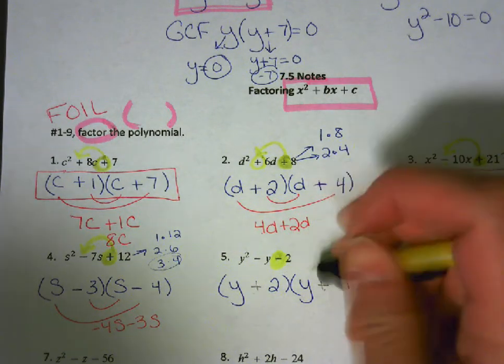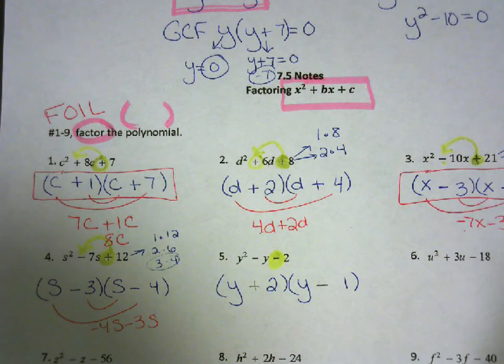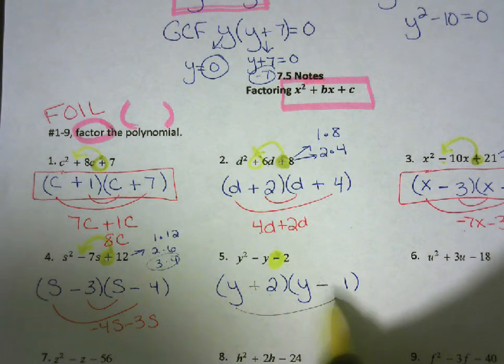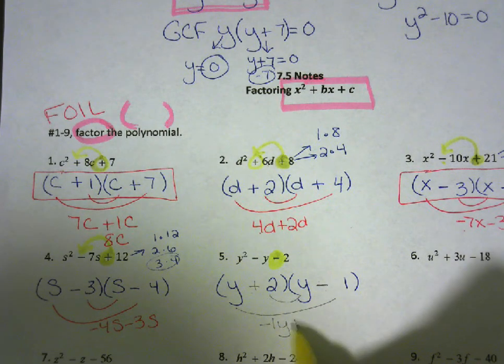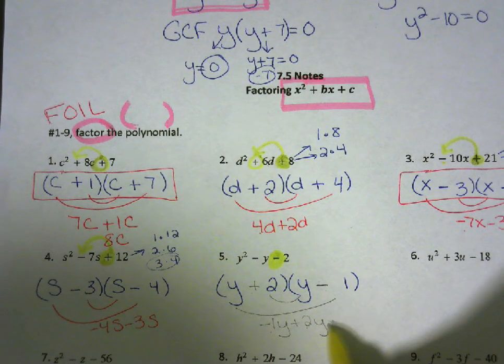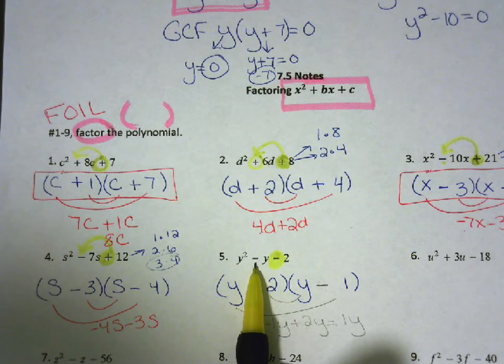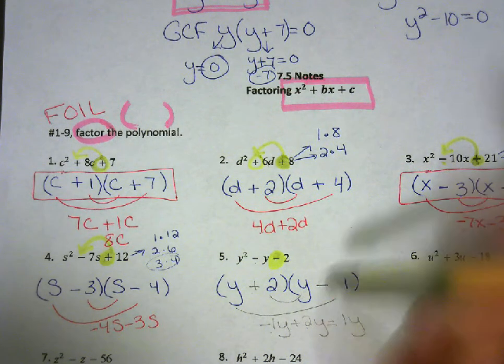So what if I switch this right here to be a minus? Okay? Notice a positive times a negative gets me a negative. So that would be fine. But check your outer and inner. If I do my outer, I get a negative 1y. If I do my inner, I get a positive 2y. A negative 1 plus 2 would be a positive 1. Do I want a positive 1? No, I need a negative. So what I want to do is I want to change these symbols.